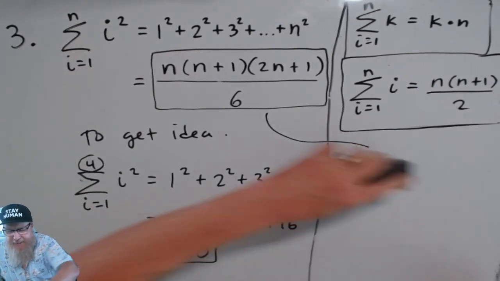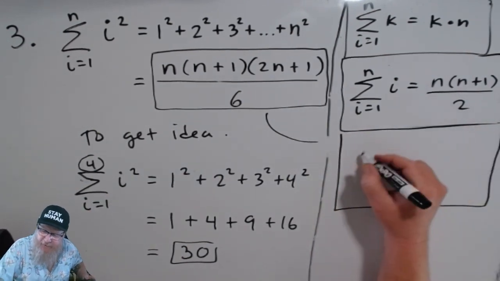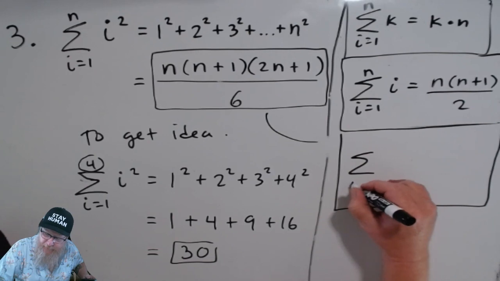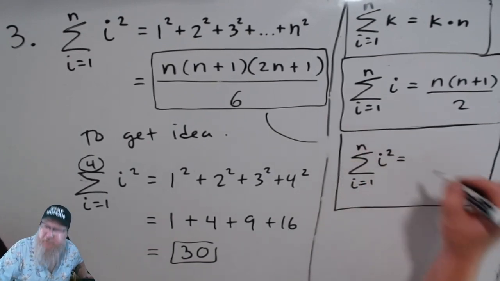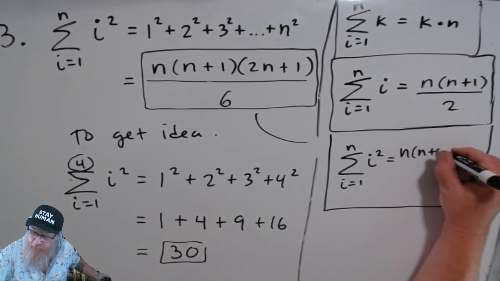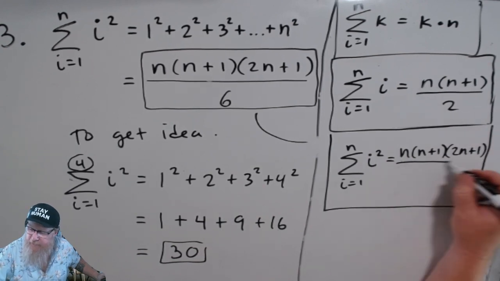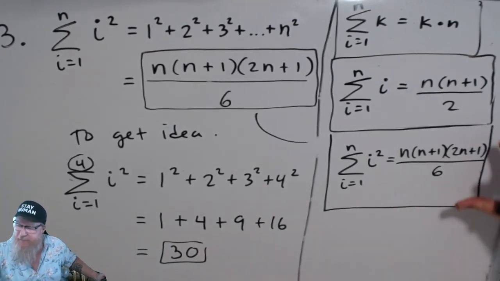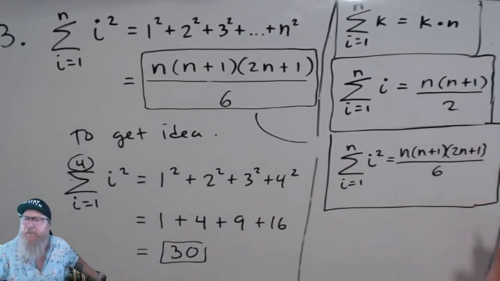Okay, so let's add that to our list of tips here. Summation formula number 3: the sum of perfect squares is n times n plus 1 times 2n plus 1, over 6.